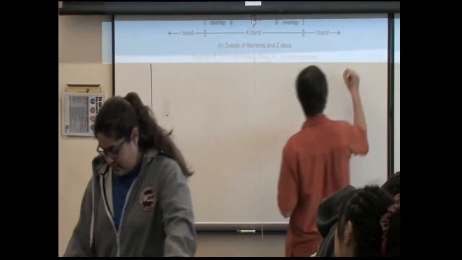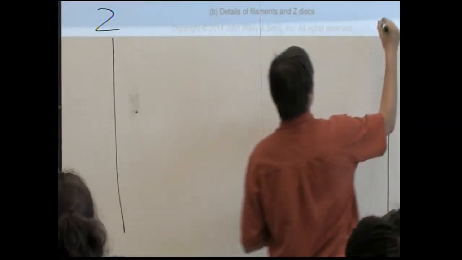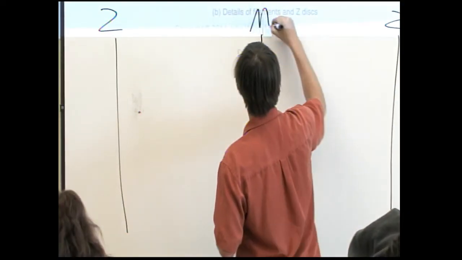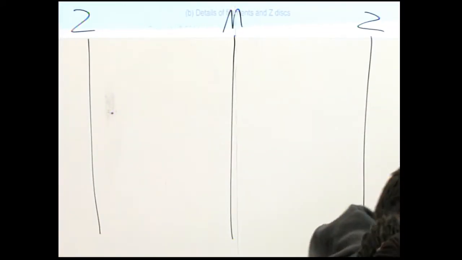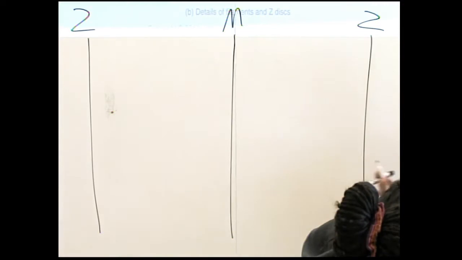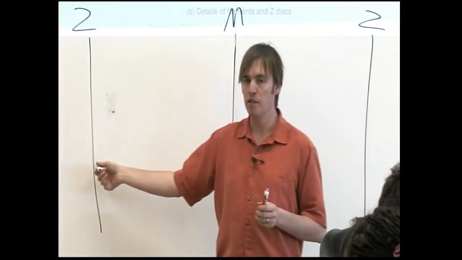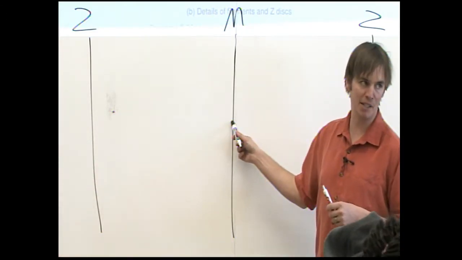All right, so we got our Z's. There's another color maybe. All right, so in every sarcomere you've got your two Z lines on the ends, and then the M line in the middle.